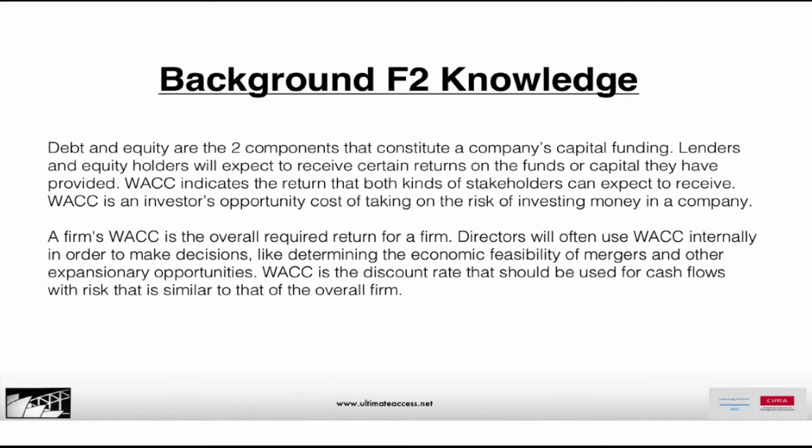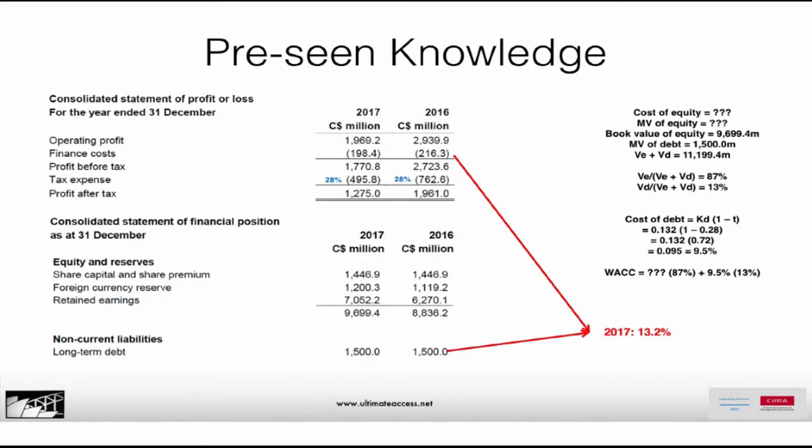and make investment decisions. They try to look at whether an opportunity is financially viable, and they use WACC as a discount rate for cash flows with risks, on the basis that the risk you undertake on this investment is similar to the risk that we currently face as a company. So on this next slide, we will have a look at some of the pre-seen information that has been given to us and try to work out the weighted average cost of capital on it.